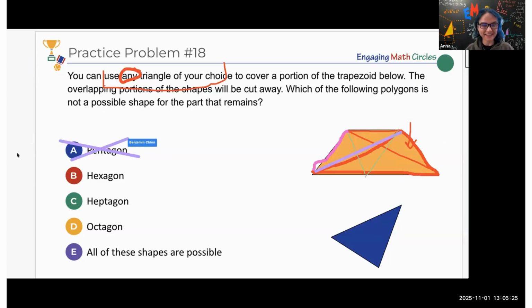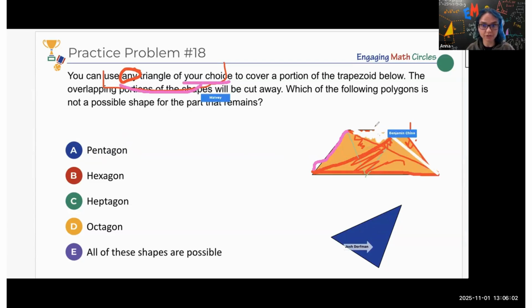Right now we have plenty of triangles. I see an overlapping part here, I will cut it out. I see an overlapping part here, I will cut it out. I see another overlapping part here, I will cut it out. Maybe I'll use a white color and a big pen to cut out all these things. Now we need to think which of the following polygons is not possible. With our trial, this was overlapping.